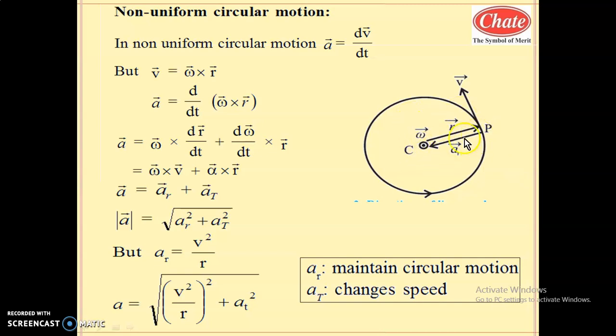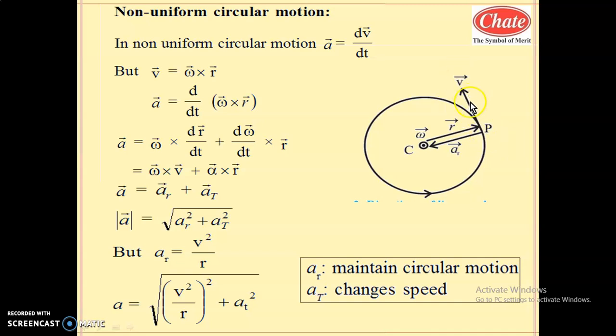The role of this radial acceleration in circular motion is to maintain the circular motion. So this acceleration maintains the circular motion of a particle which is performing circular motion. It acts as a tying agent between the particle and the center. Whereas tangential acceleration changes the speed. As long as tangential acceleration is present in a circular motion, it changes the speed.